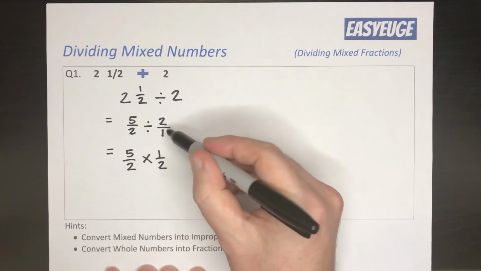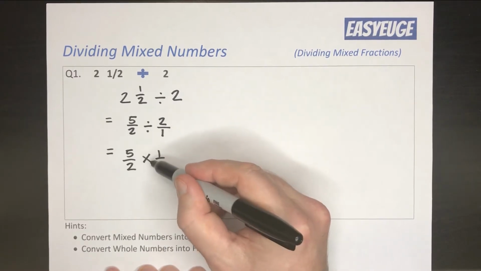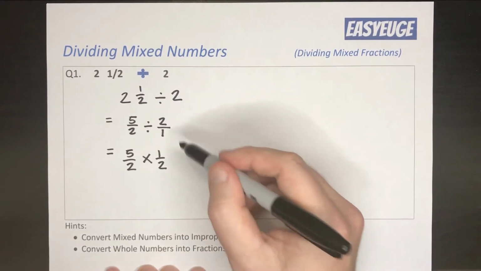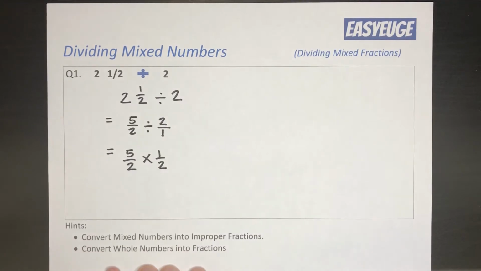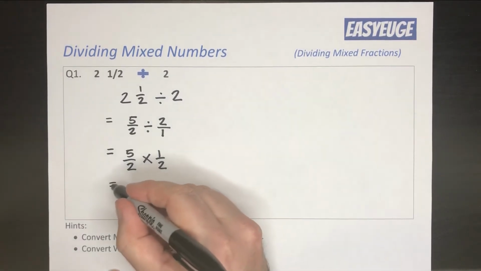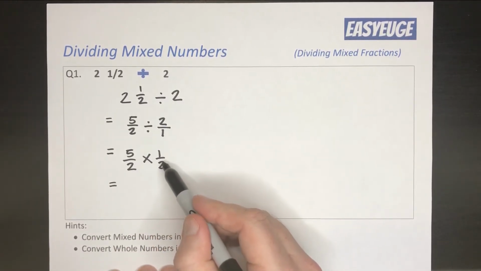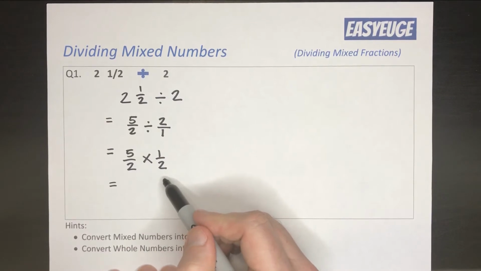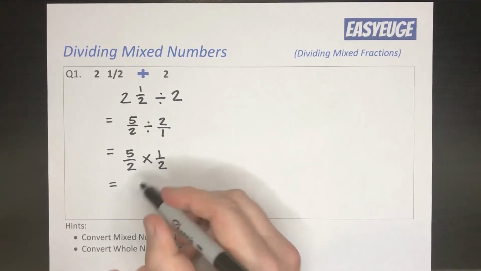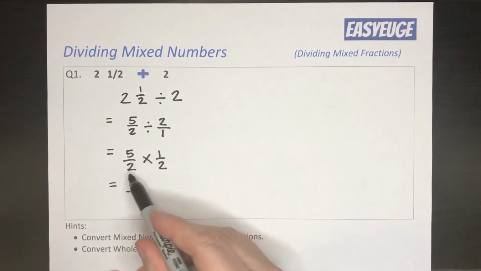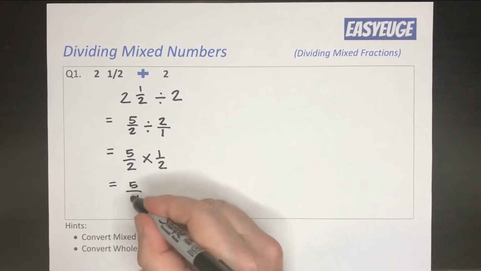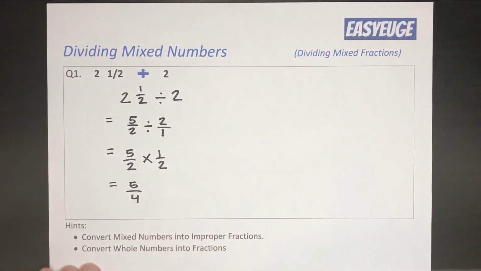So all we've done is we've changed the divide to a multiply, and we've taken the fraction and we've turned it upside down, and that's called the reciprocal of the fraction. And now all we have to do is do a very simple multiply. And to multiply fractions, you just take the top numbers and multiply them, and then take the bottom numbers and multiply them. So 5 times 1 is 5, 2 times 2 is 4. The answer is 5 over 4.